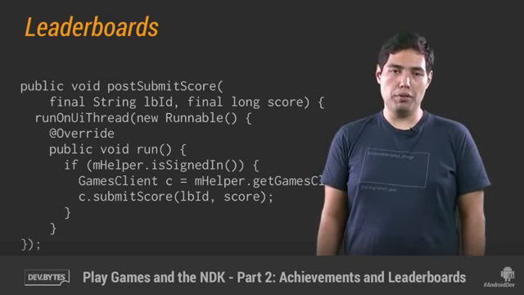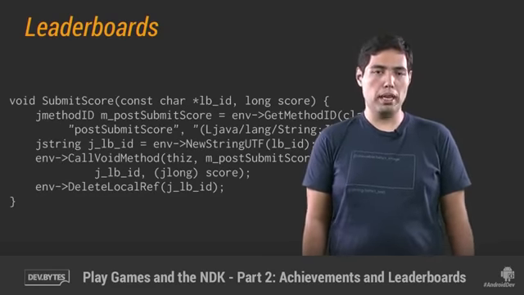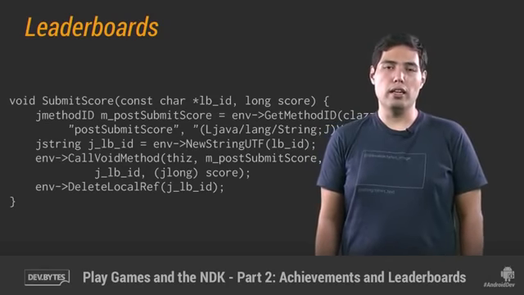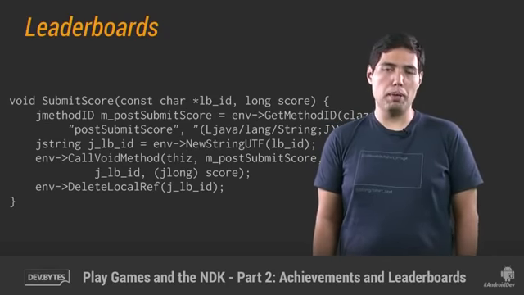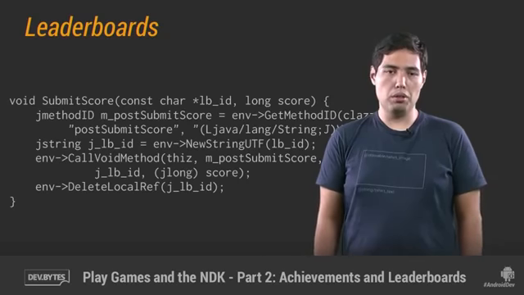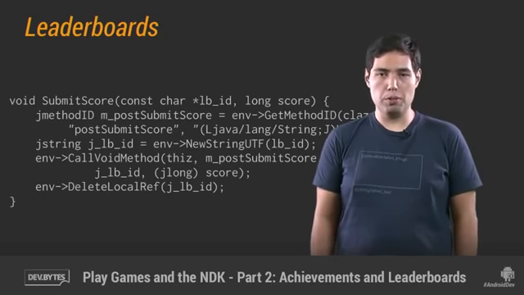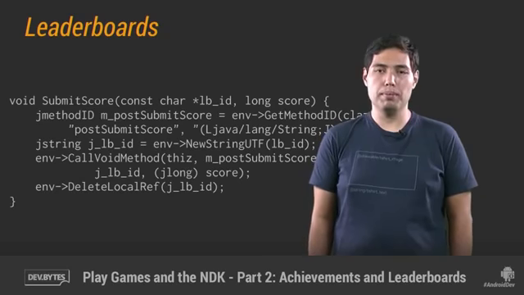And then from native code, we're going to write a very similar method as in unlock achievement, which simply gets the ID of that method and then makes a method call and passes the score that you want to submit to the leaderboard. Then you call the method and you delete the local reference, and that's pretty much all there is to it. Now you have achievements and leaderboards in your native game.